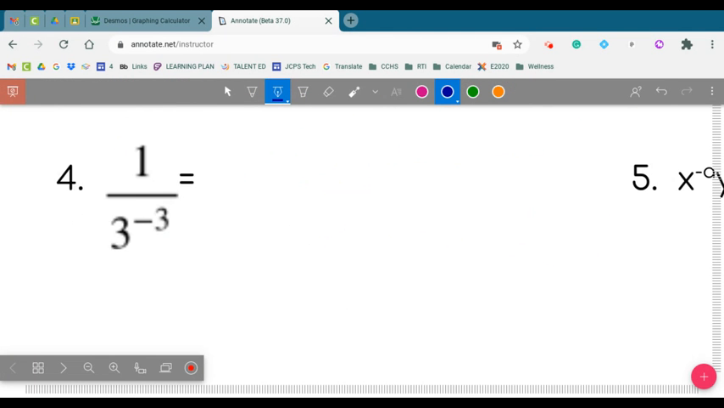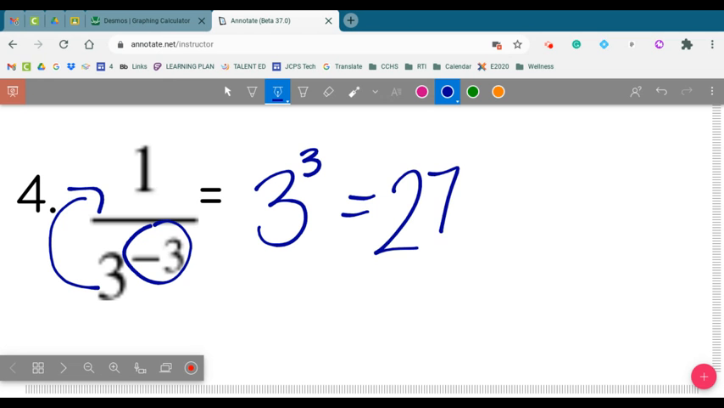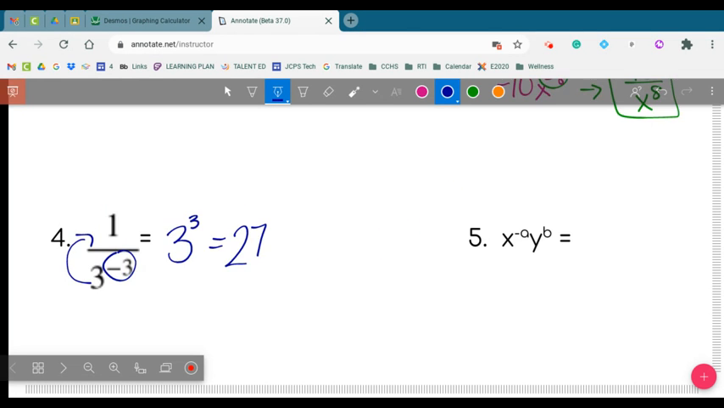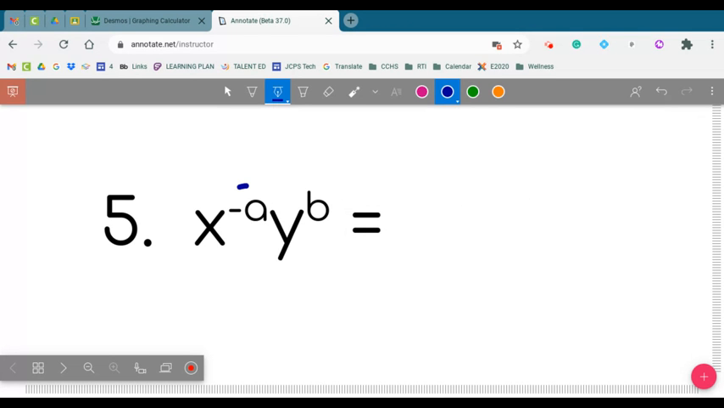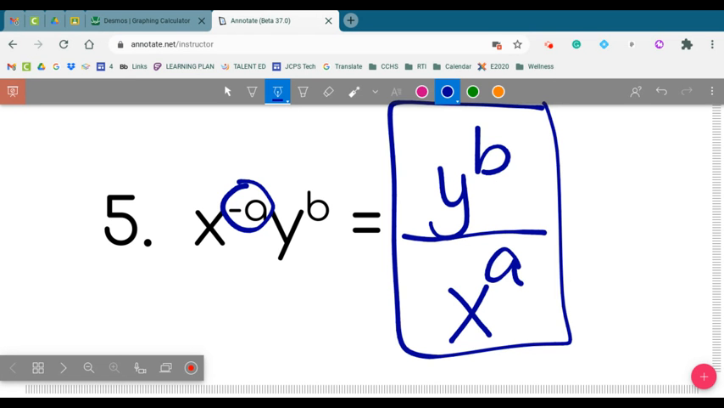Okay, next example. So I have 3 to the negative third on the bottom. So I'm going to move it to the top. So it becomes 3 to the third, which equals 27. Next one. So the x to the negative a is my only negative exponent. So y to the b stays there, and then x to the a gets moved to the bottom. That's a lot of letters, but don't worry.